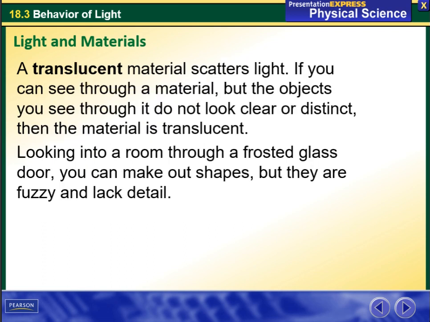A translucent material scatters light. If you can see through a material, but the objects you see through it do not look clear or distinct, then the material is translucent. Looking into a room through a frosted glass door, you can make out shapes, but they are fuzzy and lack details.